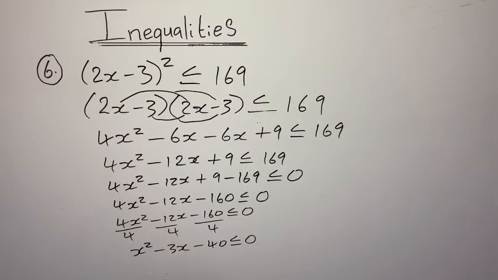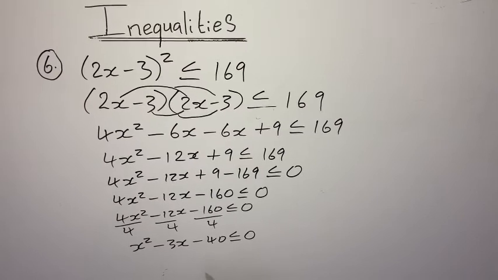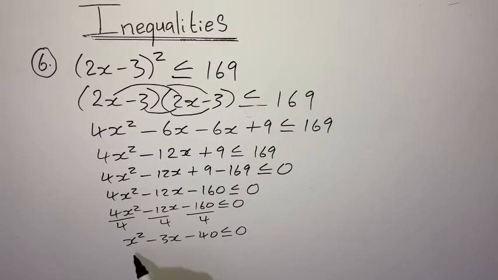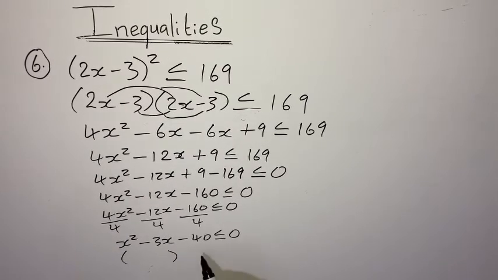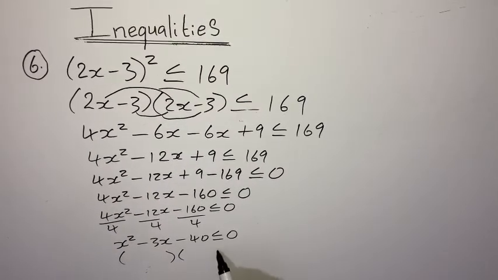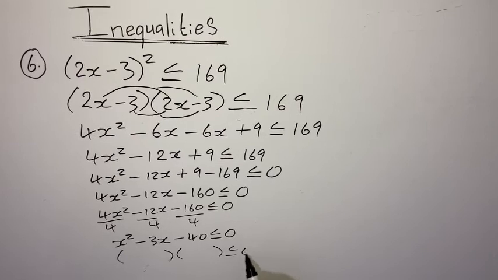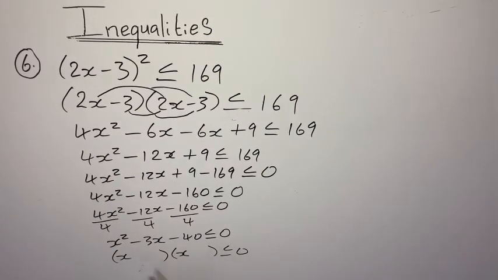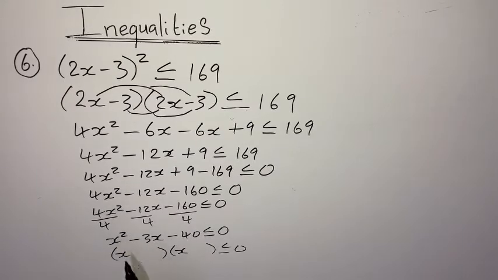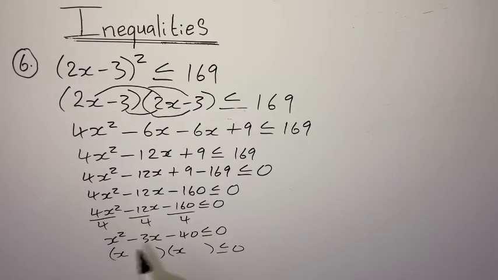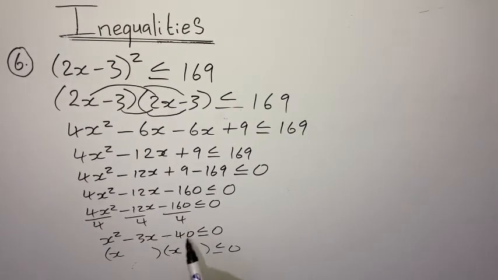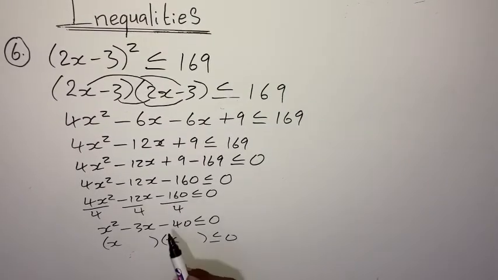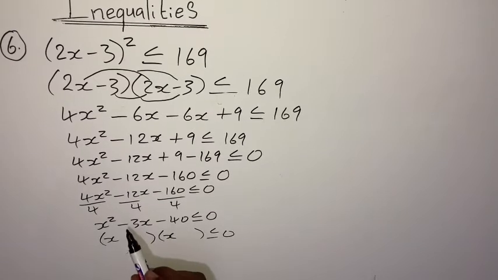Then from here, we'll have to factorize this, where we open two brackets. Then we get an x and an x, which, focusing on x squared, you'll get x and x to give you an x squared. Then you go on to focus on your constant. You need the factors of 40 that when you multiply, they'll give you a 40. When you subtract, they give you a 3.